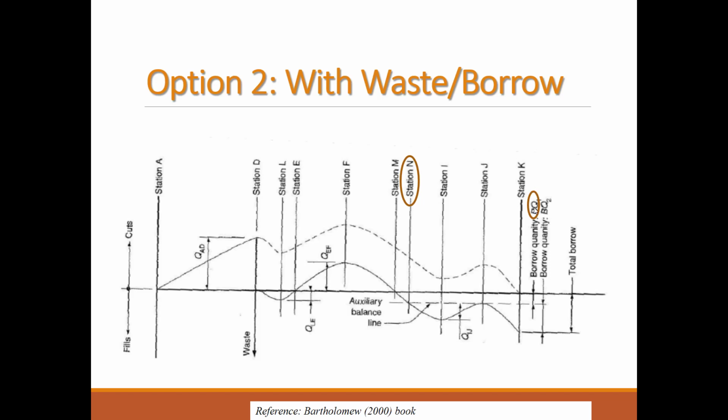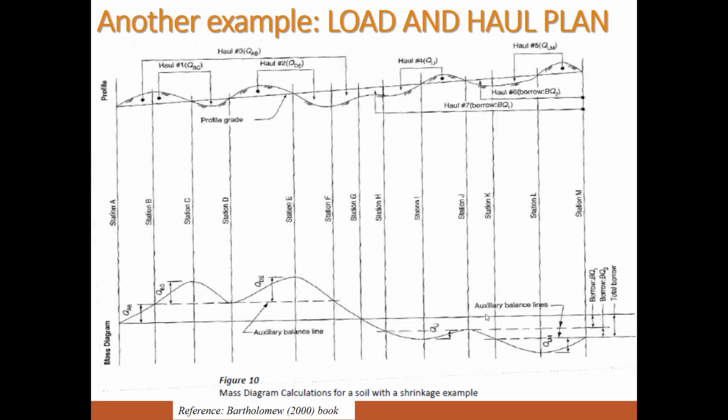Basically, we divide it into borrow quantity 1 and borrow quantity 2. Borrow quantity 1 comes from station MN, and borrow quantity 2 is going to come technically from down here from station JK. This is a summary at the end, and it's not really for the same example, but it's showing you how the load haul plan would look based on the mass diagram.